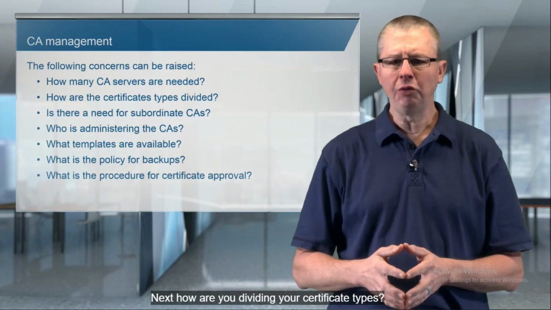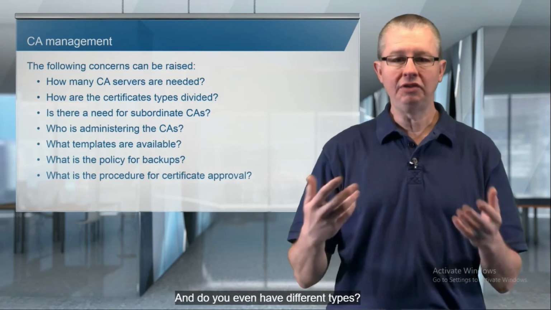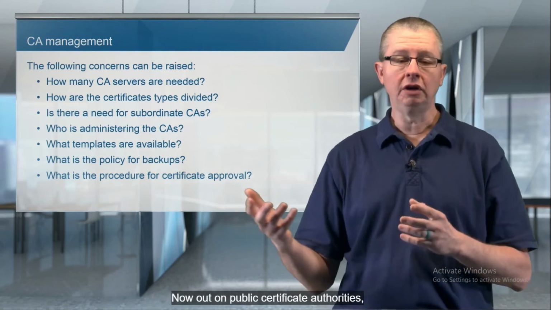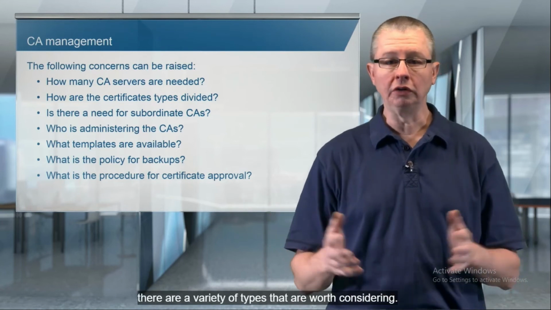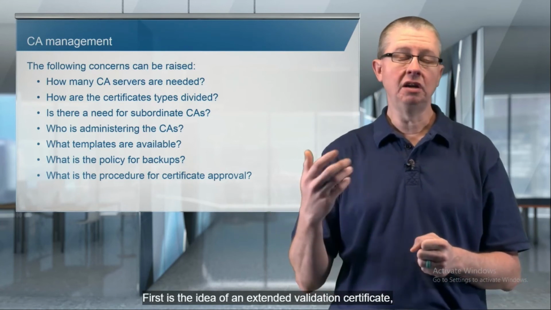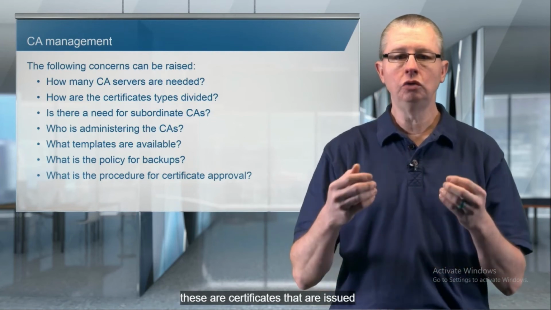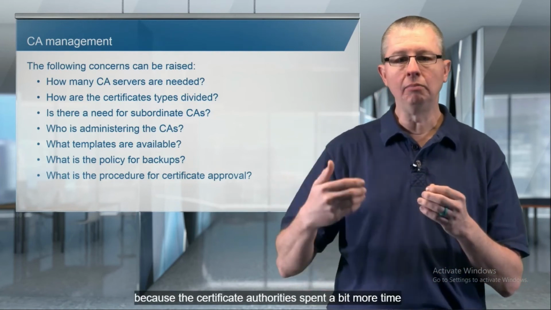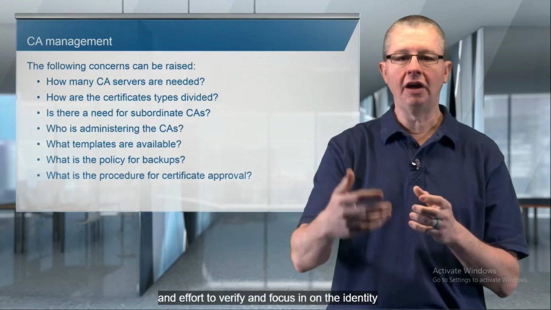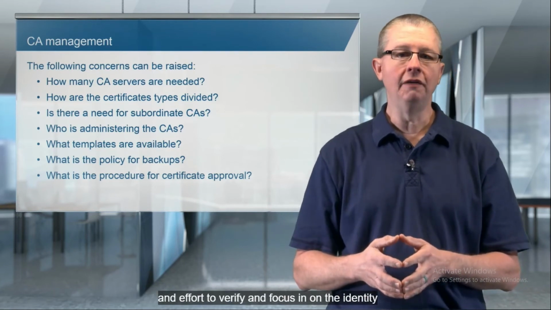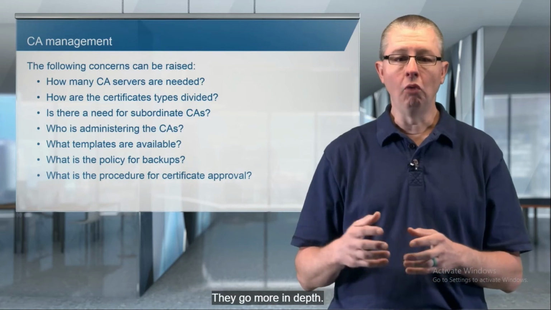Next, how are you dividing up your certificate types? And do you even have different types? Now, out on public certificate authorities, there are a variety of types that are worth considering. First is the idea of an extended validation certificate. These are certificates that are issued because the certificate authority has spent a bit more time and effort to verify and focus in on the identity of the subject entity. They go more in depth.